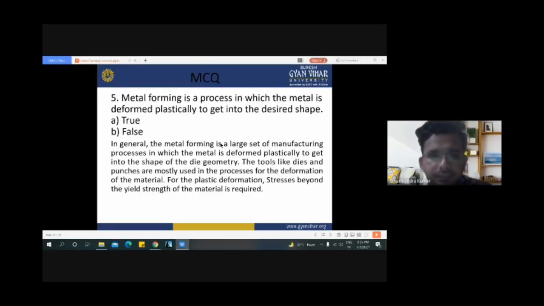Now the next multiple choice question is: the metal forming process is a process in which the metal is deformed plastically to get into the desired shape. This statement is true because in the metal forming process, we change the shape from one shape to another. The shape changes plastically, because after the change, it does not retain its original shape.